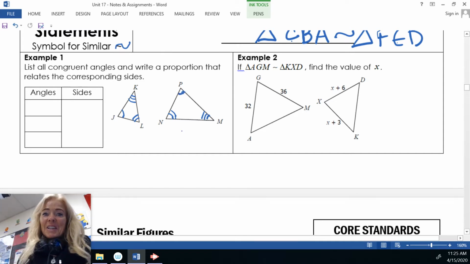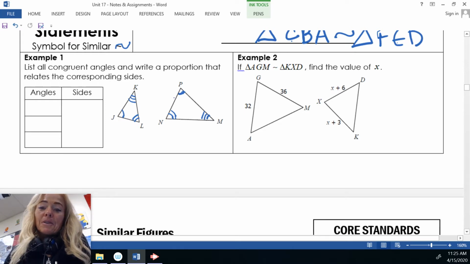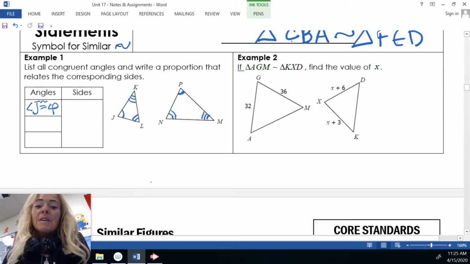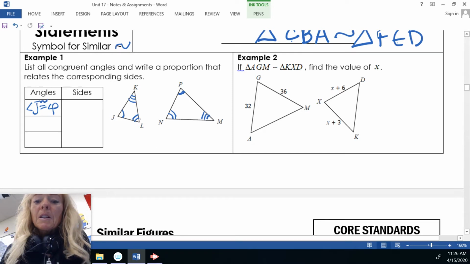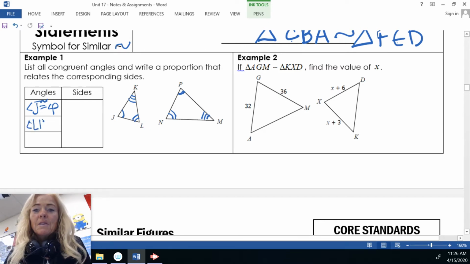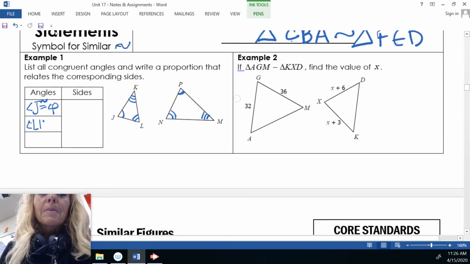All right, so angle J and P are the congruent angles. So angle J is congruent to angle P. All right, and we're going to say they're congruent because they are. The sides aren't, but the angles are. So I'm going to state them in their proper form with the symbol of congruency between the two angles. All right, and then let's see, angle L and angle N. So angle L is congruent to angle N.